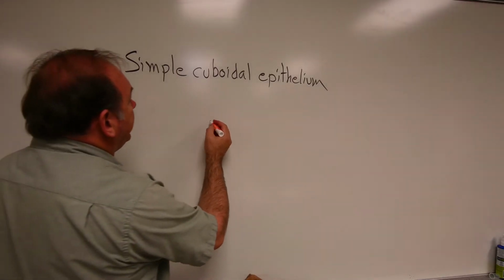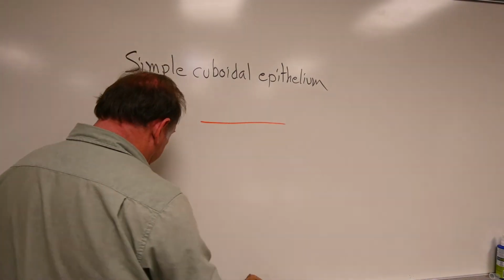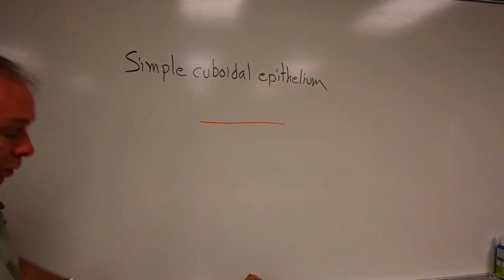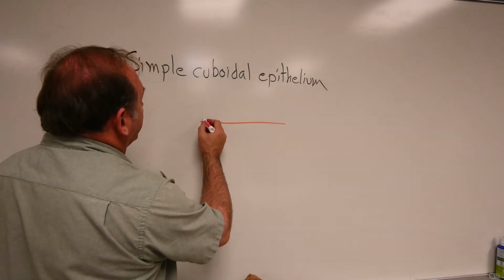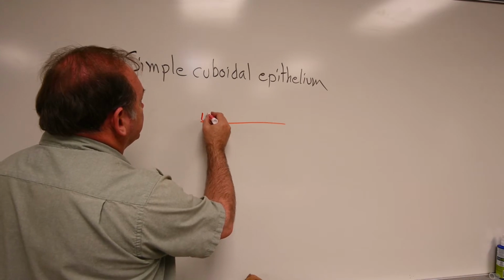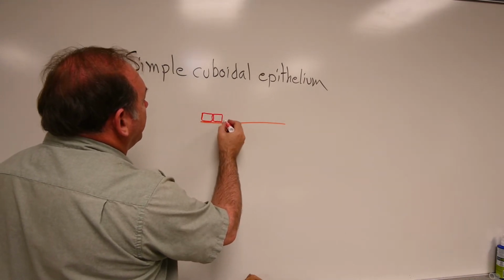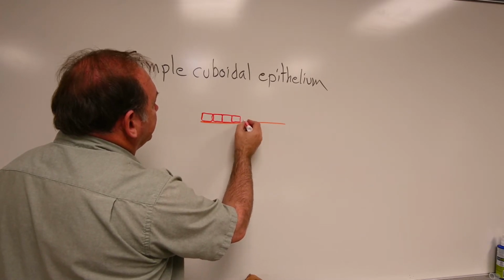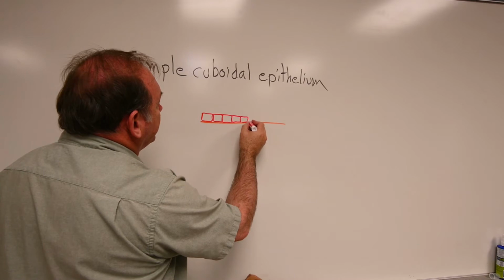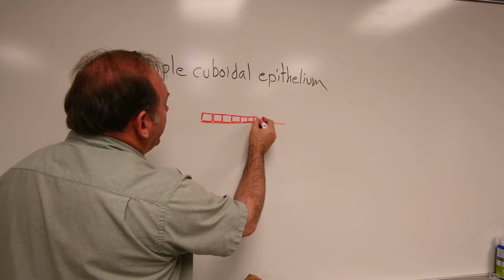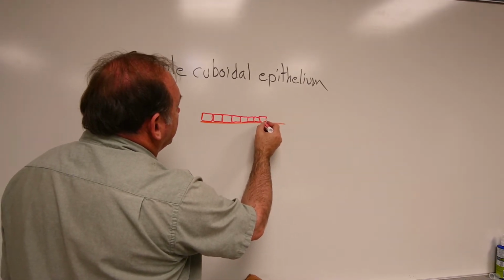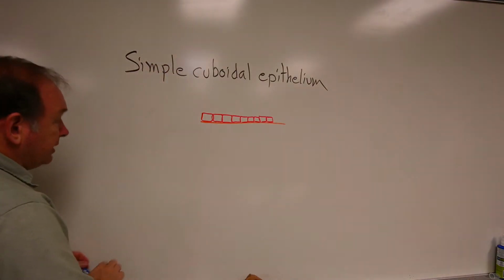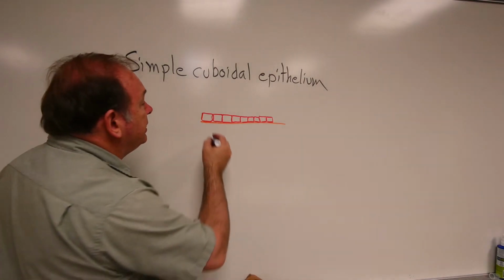Simple cuboidal epithelium rests on a basement membrane again. These cells are roughly as tall as they are wide, so they appear pretty much as square-like shapes on a basement membrane, and they have a free surface. Single layer of cells, because this is a simple epithelium, simple cuboidal epithelium. Like this. Each of them would have a single nucleus to the inside.